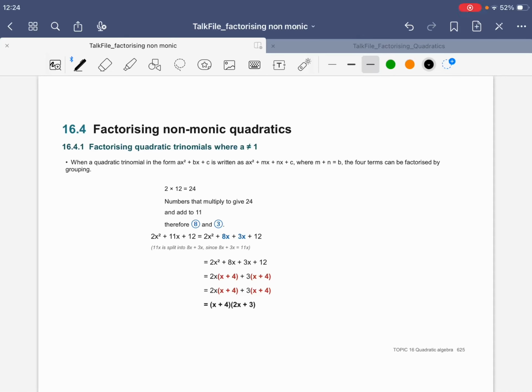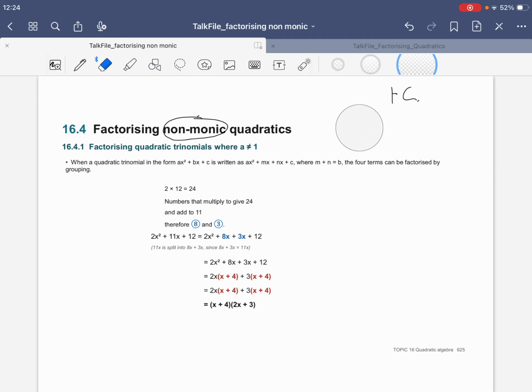Hello everyone. We are gonna learn how to factorize non-monic quadratics in this video. We've already covered the monic quadratics. The difference between monic and non-monic: you see a standard quadratic expression, ax squared plus bx plus c. When a equals 1, we call this expression a monic expression. Obviously, when a is not 1, then it becomes a non-monic quadratic.